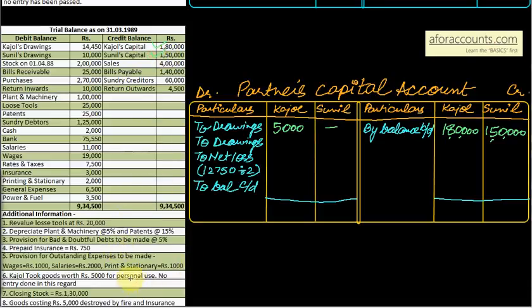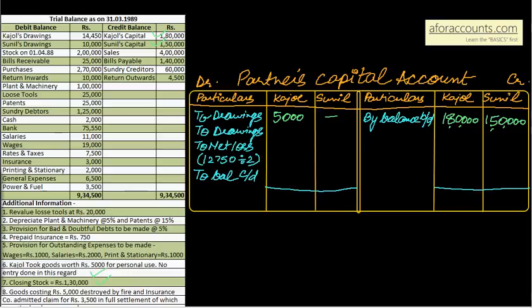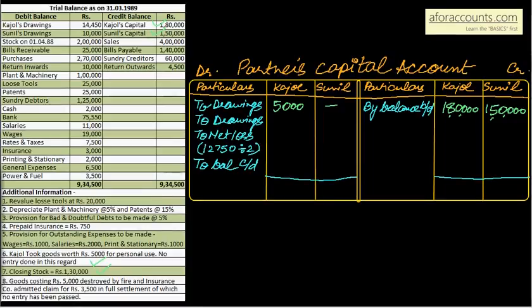And sixth point is covered. Closing stock is covered. Now let's move on to the last adjustment, number 8. Goods costing rupees 5,000 destroyed by fire and insurance company admitted claim of rupees 3,500 in full settlement, of which no entry has been passed.